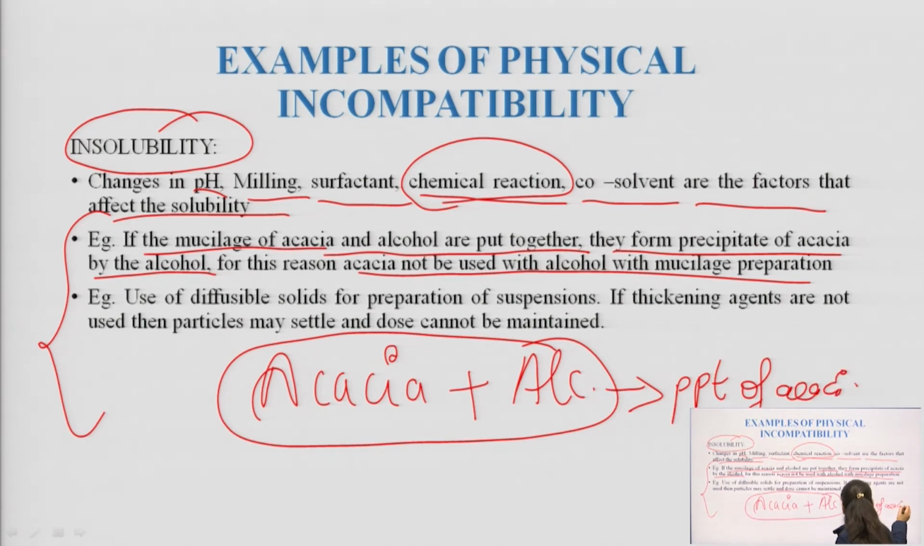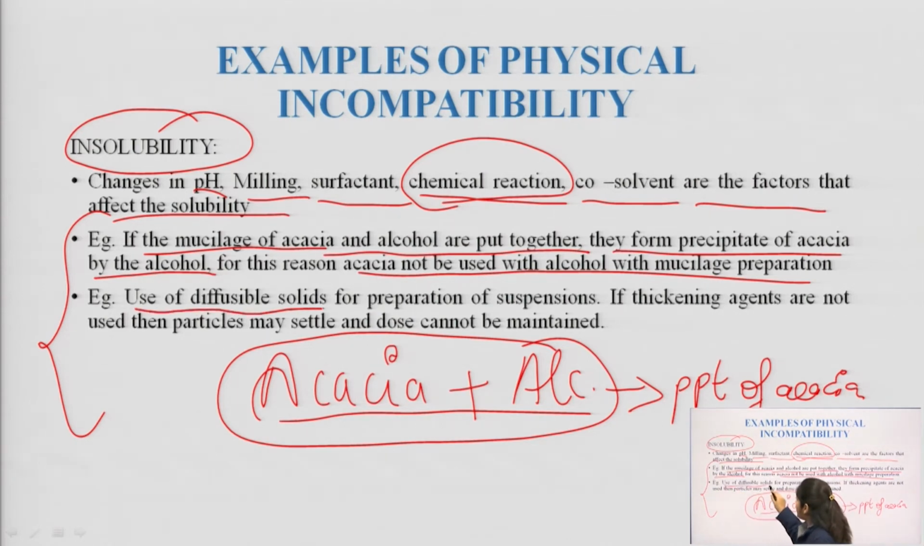So, the precipitate formation becomes a challenging task whenever these two improper ingredients are mixed. Here we are using diffusible solids for the preparation of suspensions. Here is another example of physical incompatibility. When we are using diffusible solids for preparation of a suspension, if improper suspending agents or improper thickening agents are used, then what is the problem? The problem that arises is solubility issues, which is a sort of physical incompatibility. So, these two are examples to help understand the types of physical incompatibility.